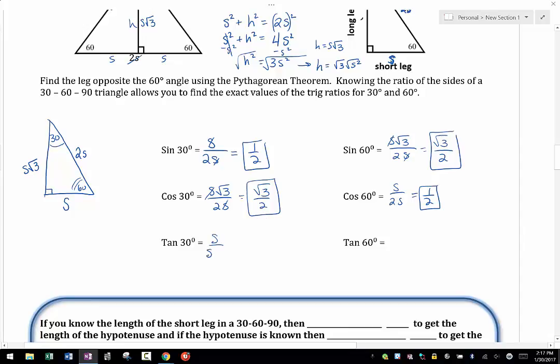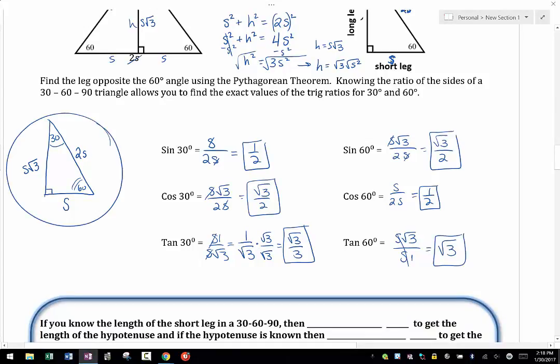Adjacent to 30 is s root 3. That makes this 1 over radical 3, because remember, if you cancel everything from a side, technically there's a 1 left behind. So I have 1 over root 3, but that's got a radical on the bottom I need to get rid of. So that's root 3 over 3. And then tan 60 would be opposite over adjacent. S root 3 is opposite now, and s is adjacent. Technically, that leaves a 1 on the bottom, but root 3 over 1 is just root 3. Okay.